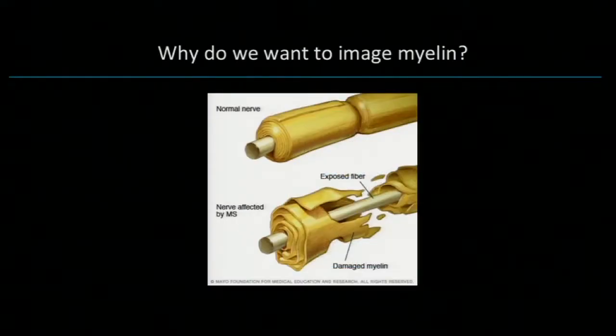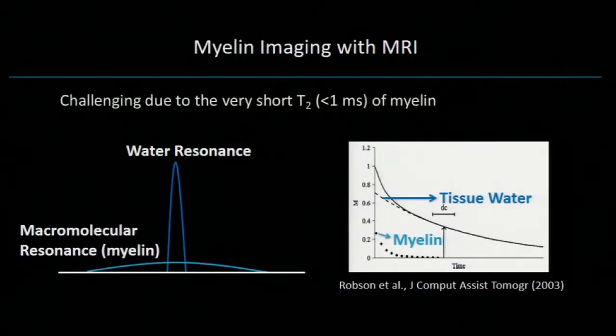As opposed to the normal nerve with intact myelin, in several diseases, including multiple sclerosis, the myelin is damaged. And this causes clinical and cognitive dysfunction in patients and physical disabilities. So it would be quite advantageous to have a quantitative method which can show this damage and which can image the myelin. This would really help with the early diagnosis as well as the treatment monitoring of diseases such as multiple sclerosis. However, it's not very easy to image myelin due to the very short T2 relaxation time of myelin.